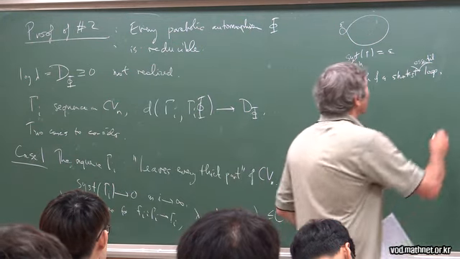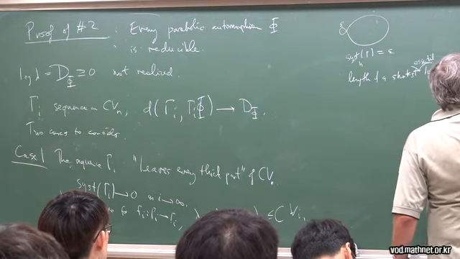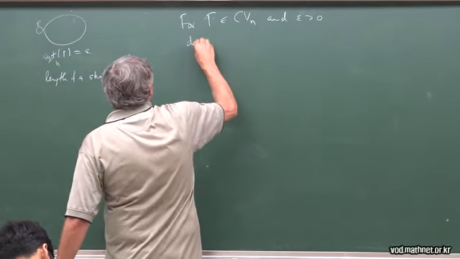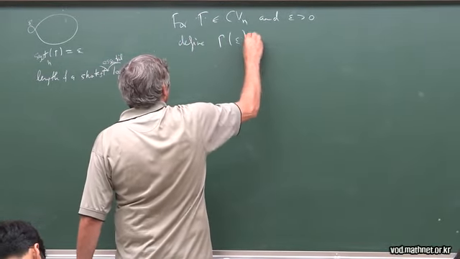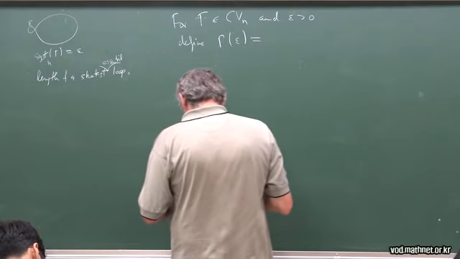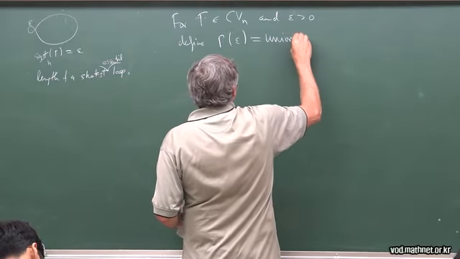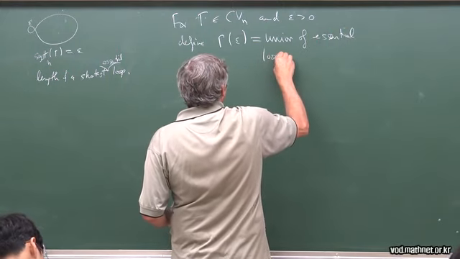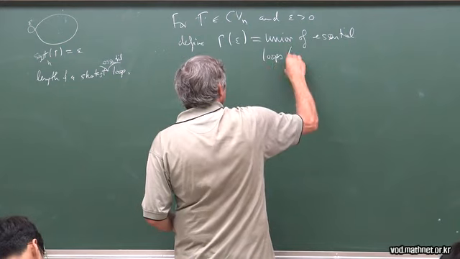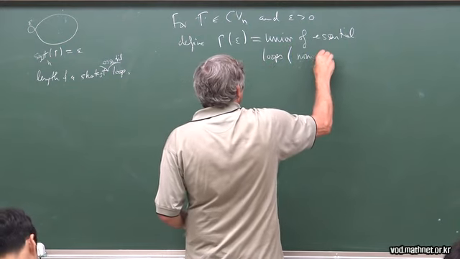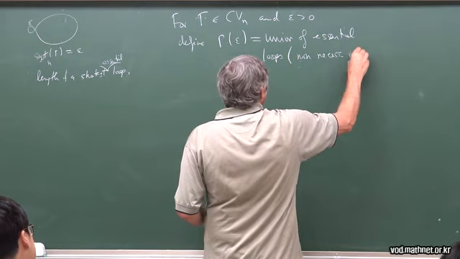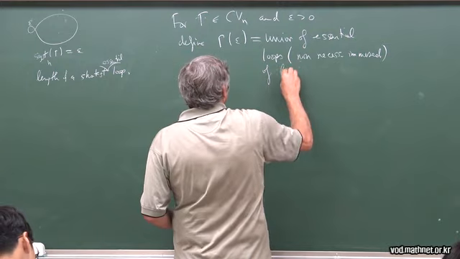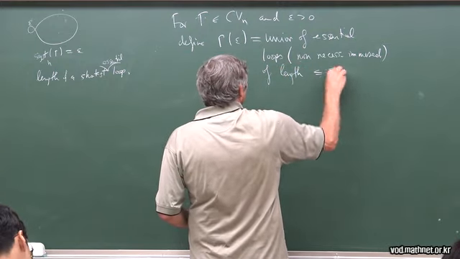Okay. So for gamma in CVN and epsilon positive, define gamma of epsilon to be the union of essential loops. But here I don't require them to be immersed, so not necessarily immersed, but they have to be essential of length less than or equal to epsilon.